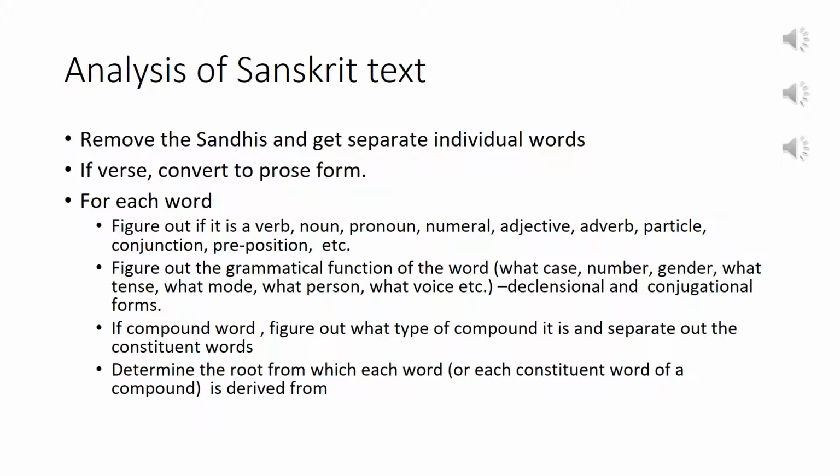For each word, we need to figure out if it is a verb or a noun or a pronoun or a numeral or an adjective or an adverb or a particle or a conjunction or a preposition, etc. Then we need to figure out the grammatical function of the word, the declensional and the conjugational forms. What case, what gender, number, what tense, what mood, what person, what voice, etc. If it is a compound word, we need to figure out what type of compound it is and then separate out the constituent words. Then we need to determine the root from which each word or each constituent word of a compound is derived.